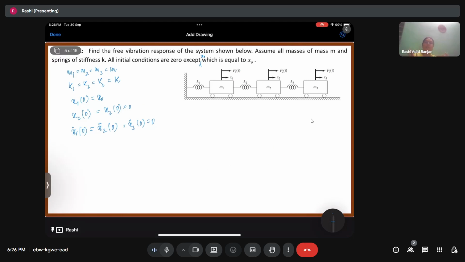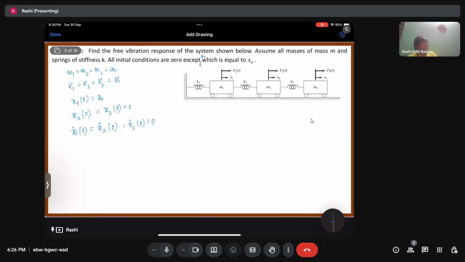So firstly, talking about the natural frequency. We did the same question of finding the natural frequency of the same system in the last live session, so I'm not discussing it. I'm directly going to write the frequencies and the corresponding mode shapes or eigenvectors.